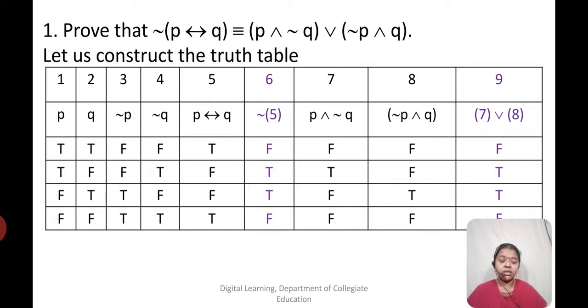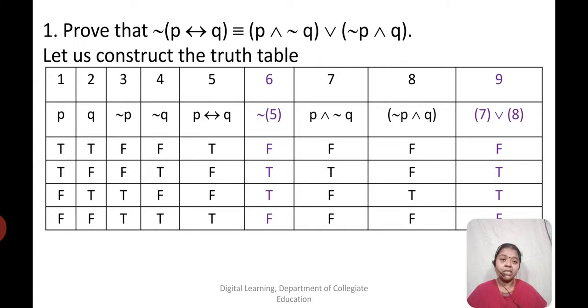So let us construct the truth table. Again your numbering is done so that your problem is simplified. The first column is P, the second column is Q. Now since there are two negations, the third column is negation P, the fourth column is negation Q. Now let me write the left hand side term which is inside the bracket. So that is P if and only if Q. And then we have to take negation of that. Now P if and only if Q is there in column number 5. So in the next column, I will be writing negation of column number 5.